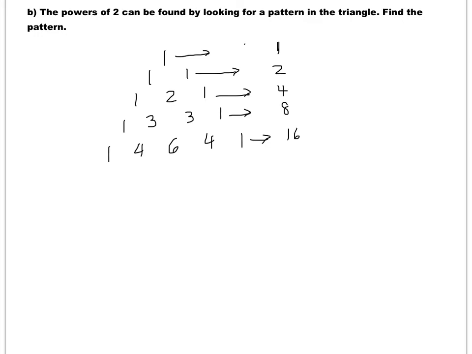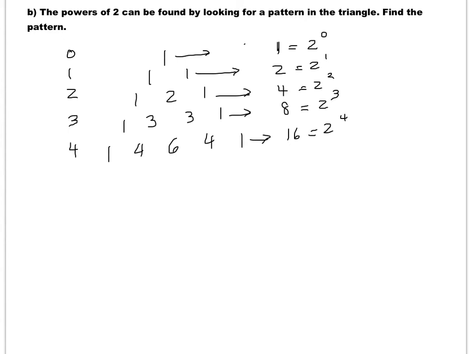Again, if you remember the rows, here is 0, here is 1, here is 2, here is 3, and here is 4. If you look at the sum, 1 can be written as 2 exponent 0. 2 can be written as 2 exponent 1. 4 is 2 exponent 2. 8 is 2 exponent 3. And 16 is 2 exponent 4.